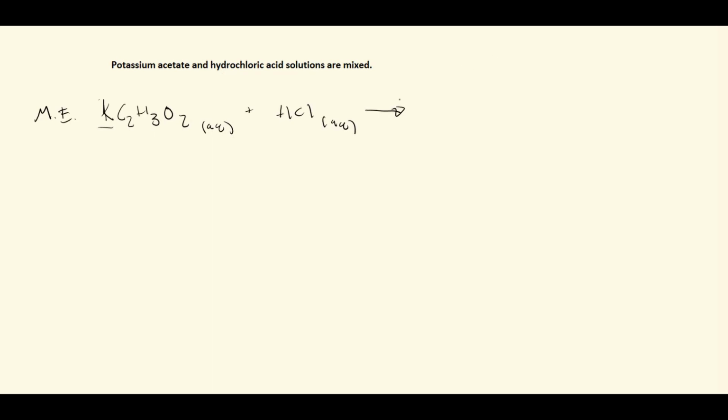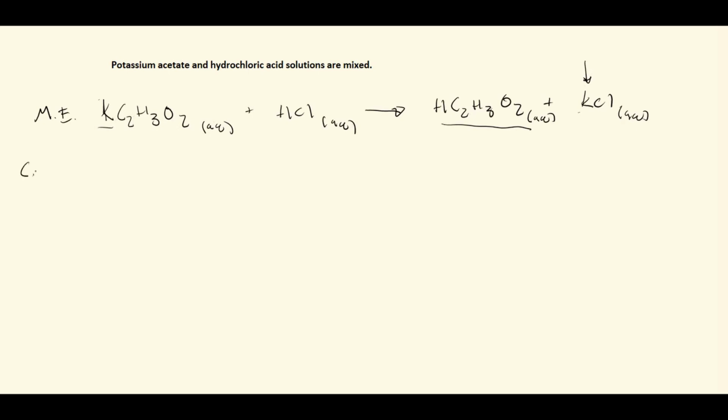We're going to go ahead and swap the cations. So we will get HC2H3O2 plus KCl, potassium chloride. Here we have acetic acid. That's going to be aqueous. Then we have an ionic compound here, KCl. That's also going to be aqueous because we have a group 1 metal here. Alright, now we want to make sure that everything's balanced and everything looks good.